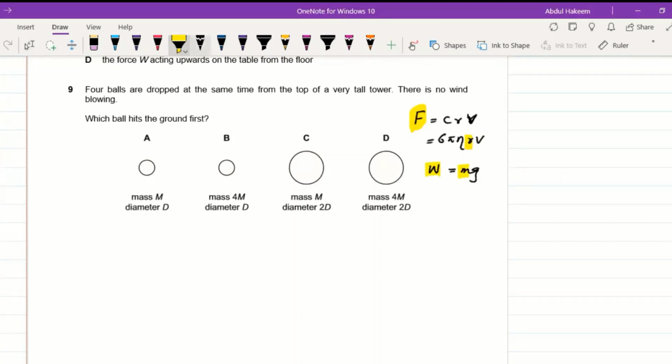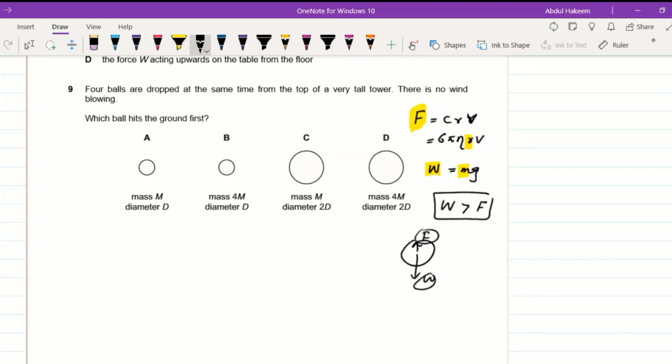So for the large acceleration, weight must be greater than the air resistance. The object is falling down, weight is acting down, air resistance up. Because the ball that hits the ground first will be the one with the large acceleration, weight must be greater than this. So weight must be greater, meaning more mass is given, 4m, and the smaller the diameter, the smaller the radius. So the option is D. Option is B.